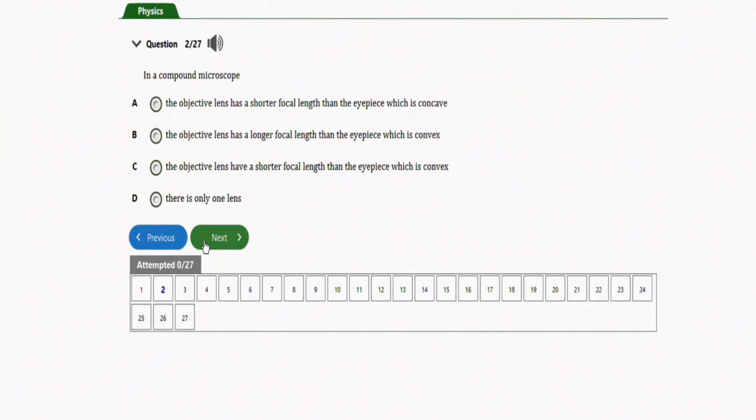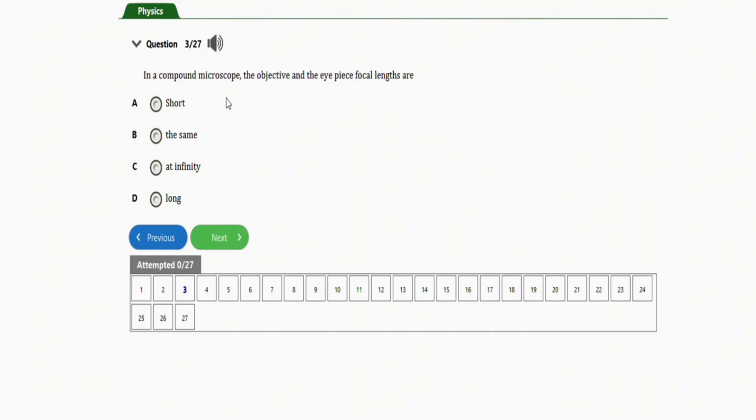The next question is this one. It says in a compound microscope, the objective and eyepiece focal lengths are, we have short, the same, at infinity, long. So the correct option in this question is option A, which is short. Alright, the next question is this one. It says the ability of the eye to focus on both near and far objects is called accommodation, option C. Alright, very simple question.